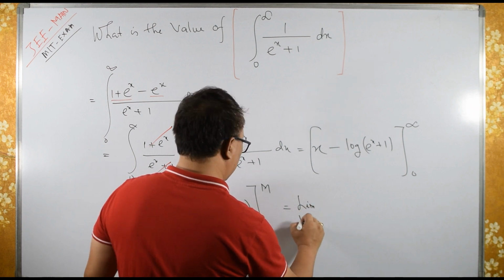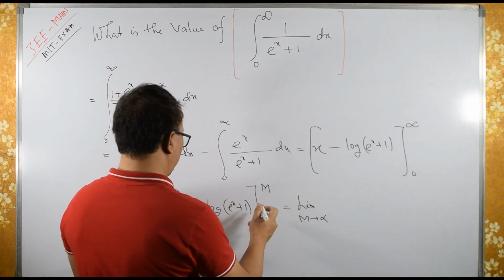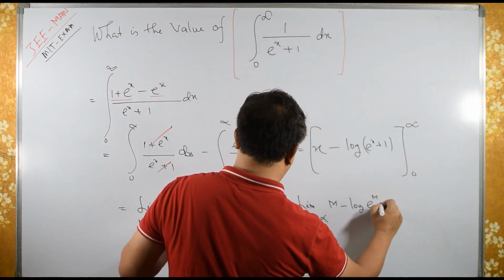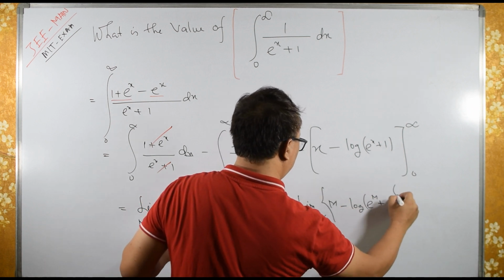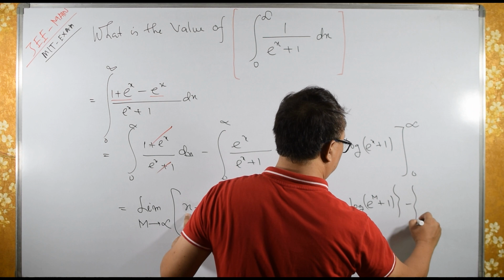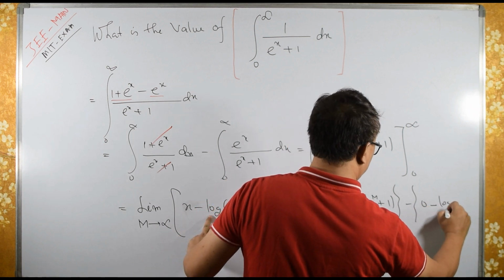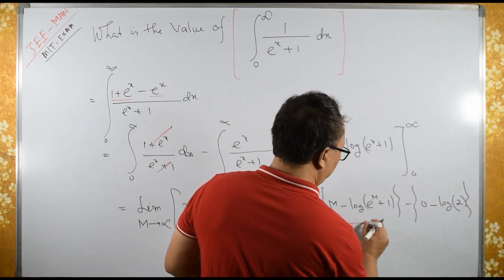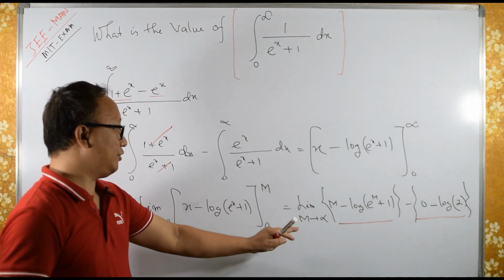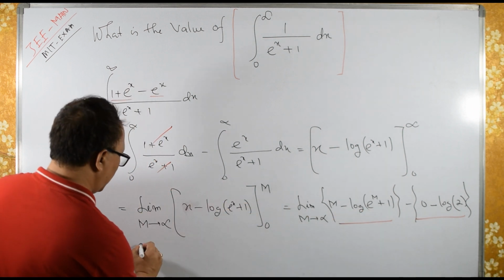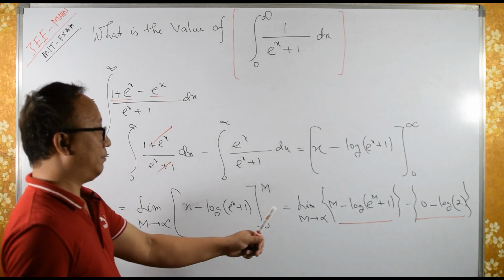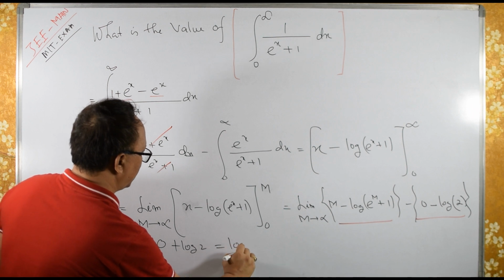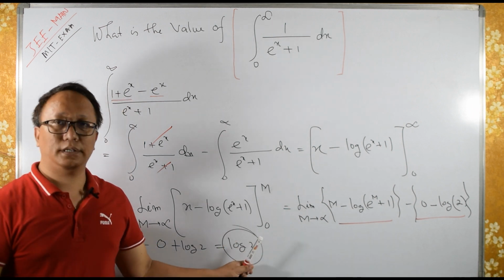Limit of m tends to infinity, instead of x you write m here: m minus log of e raised to m plus 1, minus, at 0, 0 minus log of e raised to 0, which is 1, and 1 plus 1 is 2 over here. We have this and we have this. Therefore as m tends to infinity, this becomes 0. So therefore 0 minus, so minus minus plus log of 2. Therefore the answer is log 2. This is the required answer.